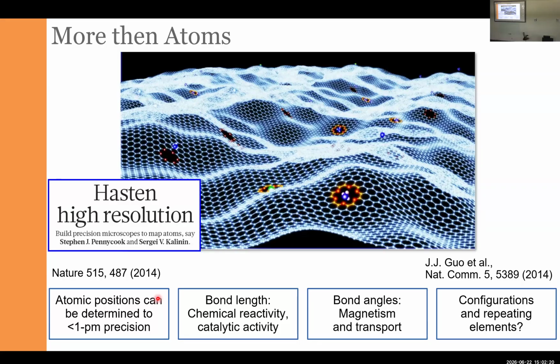So what can we learn from the atomic positions? Very straightforward. For example, if we have the carbon-carbon bond, depending on the bond lengths, we can say whether this is a single bond or double bond or triple bond. Whether it is double or triple directly relates to the chemical activity of this bond. If we deal with, let's say, oxides, then the angle between metal, oxygen, metal determines whether this material is metallic or insulating, or it determines whether it is magnetic or non-magnetic.